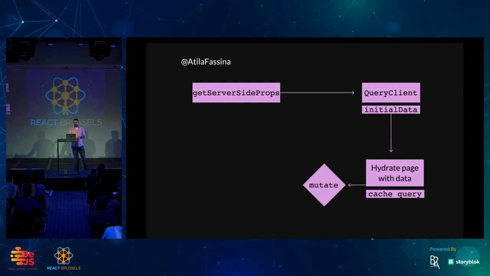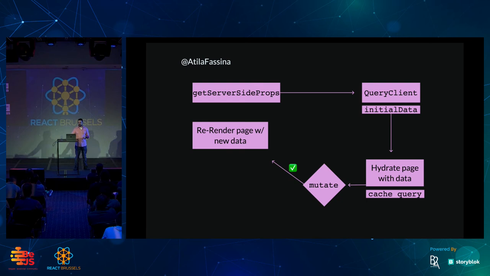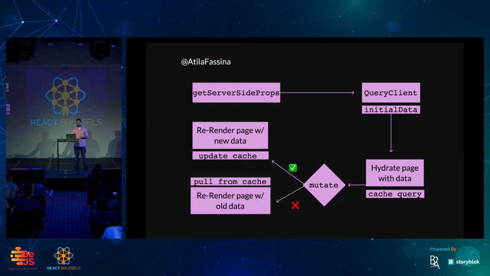And get ready for wherever there's a mutation. Whenever there's a mutation, if it goes successfully, we re-render the page with the new data and update the cache, so we have basically a new checkpoint. If it doesn't work, we pull from the cache, because we tried to be optimistic. It didn't work, so we take it back and re-render the page with the old data. And that's the important part. We need to warn the user that something blew up.